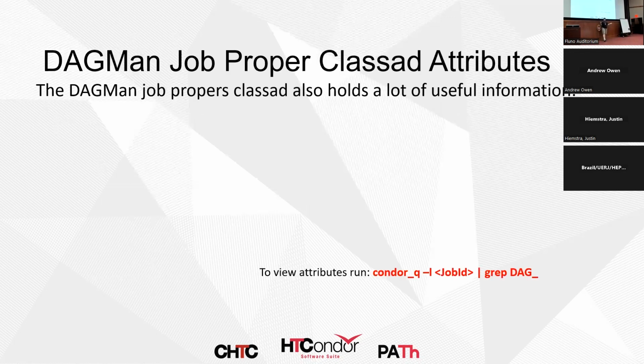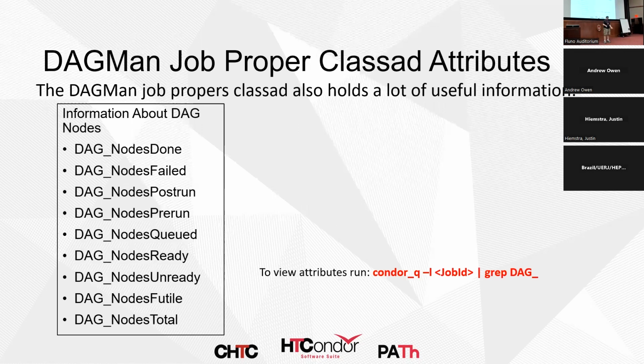As I said, the DAGMan job proper runs in the queue. It has its own classad. And with this classad, there's a bunch of information inside of it. I don't know if many of you know this. There's a bunch of information about node statuses. How many have been submitted, completed successfully, how many have failed, how many are running scripts, PRE scripts, how many are waiting to be submitted because their parents are done, how many are just waiting for their parents to finish. There's also this new status called futile.